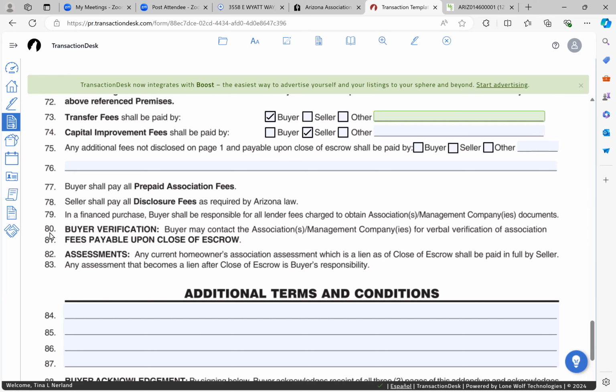Buyer verification. Buyer may contact the association management companies for verbal verification of association fees payable upon close of escrow. Again, this is putting it on the buyer. Yes, the seller did everything that they needed to do. They provided the information to the best of their knowledge on the date they went live or whatnot. The buyer can verify it. Assessments. Any current homeowners association assessment, which is a lien as of the close of escrow, shall be paid in full by the seller. Any assessment that becomes a lien after close of escrow is the buyer's responsibility.